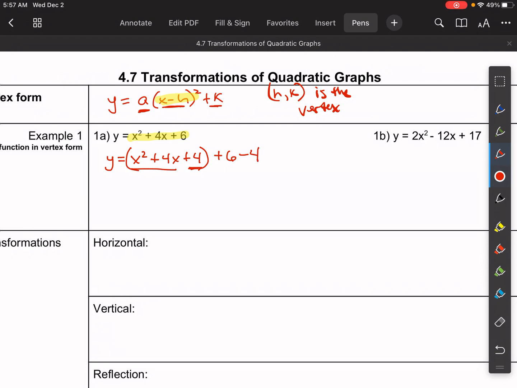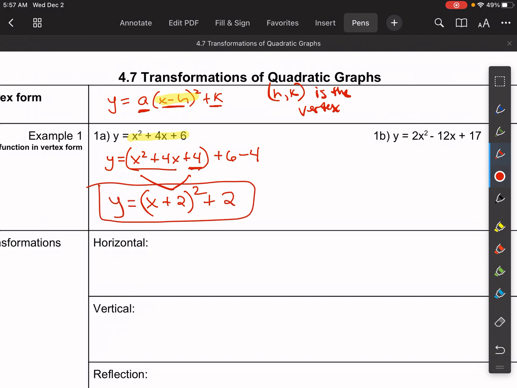All right, so now this thing factors nicely. Going back to last lesson, the root of x squared is x with that sign, which is plus. The root of 4 is 2, so we have x plus 2 squared. Okay, and then 6 minus 4 is 2, so plus 2. Now we are in vertex form. That's what they want. Okay, so example 1, we're just completing the square to create vertex form.